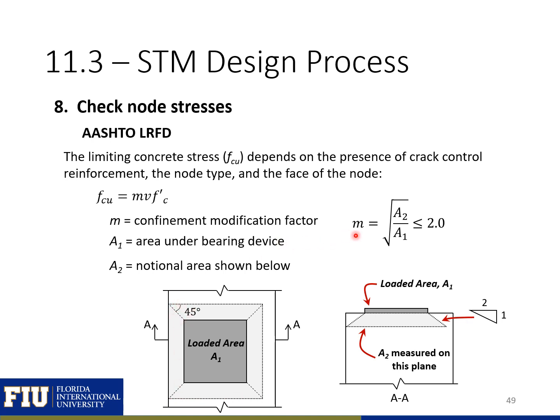So then our M factor is just equal to the square root of A2 divided by A1, less than or equal to 2. So you can see that if your bearing area is much smaller than the area that's being loaded, your f sub cu can be as large as 2 times the value if you didn't take into account confinement effects. So it can have a large impact on your strength.